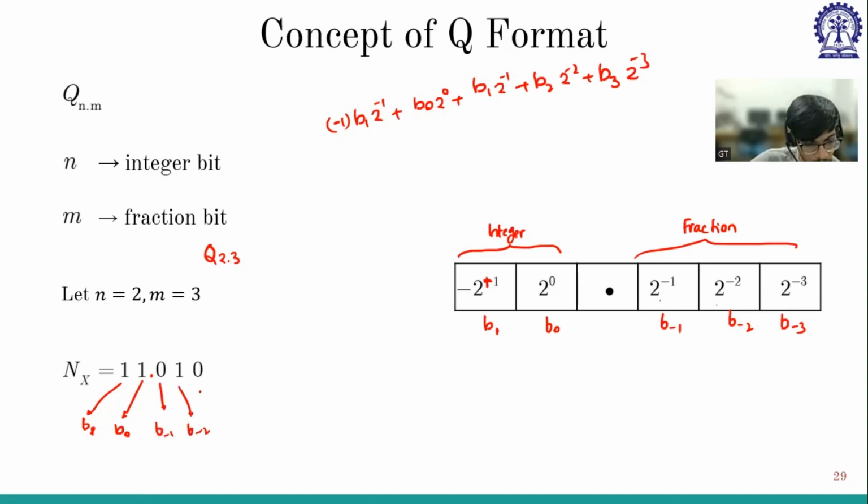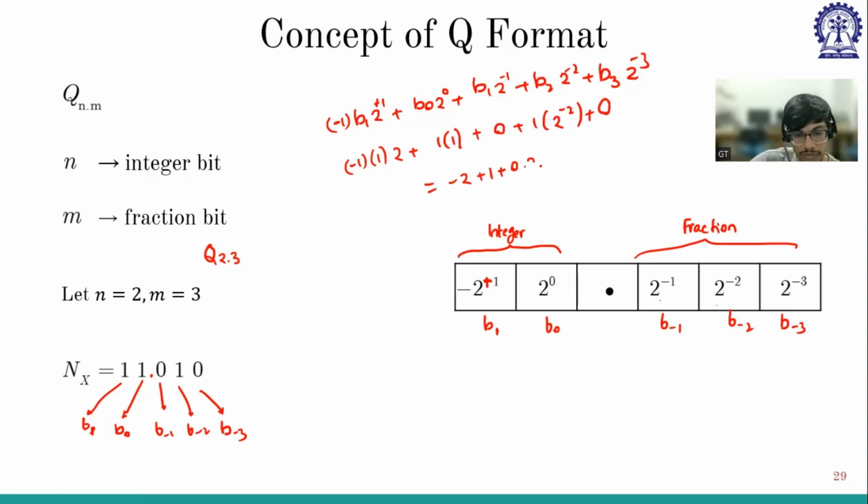B1 into 2 to the power 0 plus... sorry, I'm making this mistake again. Plus 1, B minus 3. So I substitute these values: minus 1 into 2 plus 1 into 1 plus 0 plus 1 into 2 to the power minus 2 plus 0. This will be minus 2 plus 1 plus 0.25, which is minus 0.75. So that is my actual Q value. In decimal, the value is minus 0.75. Understood until this point, how we are doing?